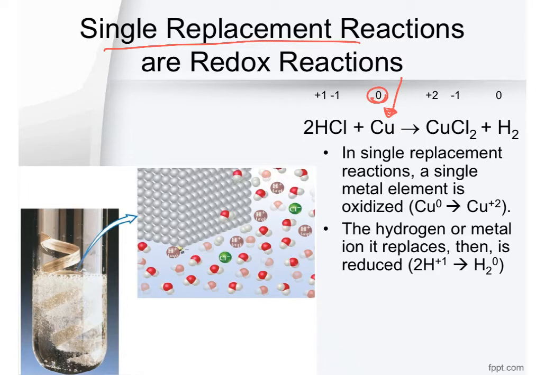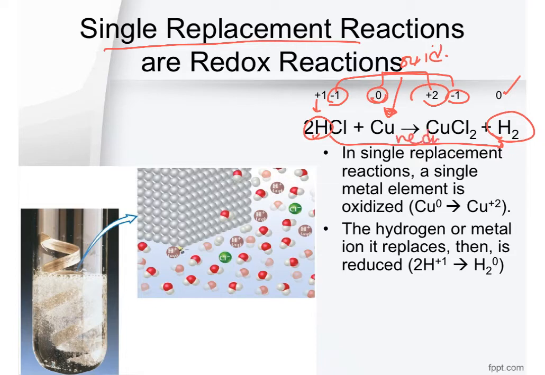So let's look at what has changed here. The copper's gone from 0 to +2. It's been oxidized. It's lost electrons. What's been reduced? Let's see. Chlorine has -1 here and -1 here. It hasn't changed. How about hydrogen? It's gone from +1 on the reactant side to 0 because it's on its own on the product side. So hydrogen has been reduced.